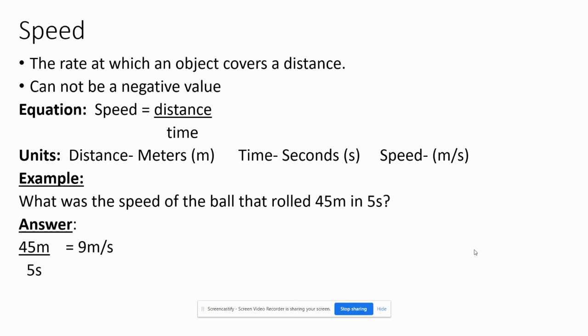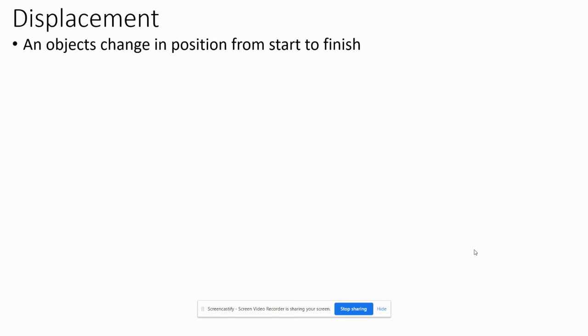Okay, so there's speed. So we're going to move on to displacement. So displacement, while it sounds very similar to distance, is actually an object's change in position from start to finish. So going back to that diagram that we were looking at before, distance was this whole path from A to B. And if we went back, it didn't matter. We just added it all together. Displacement, we started at A and ended at B. It's that distance straight to it. Okay? It's how far you went from A to B.